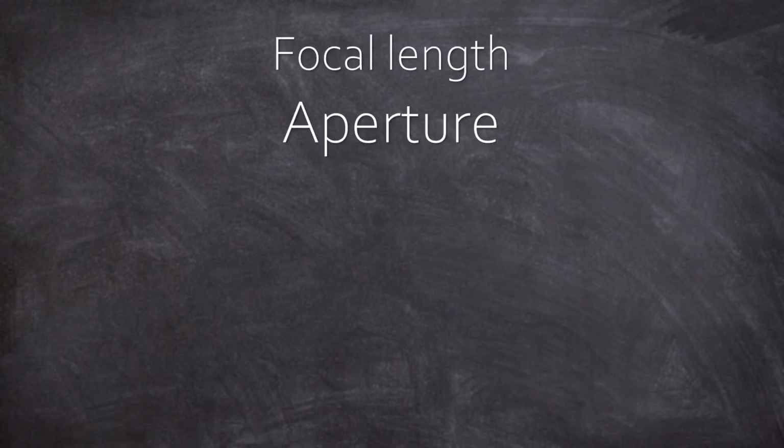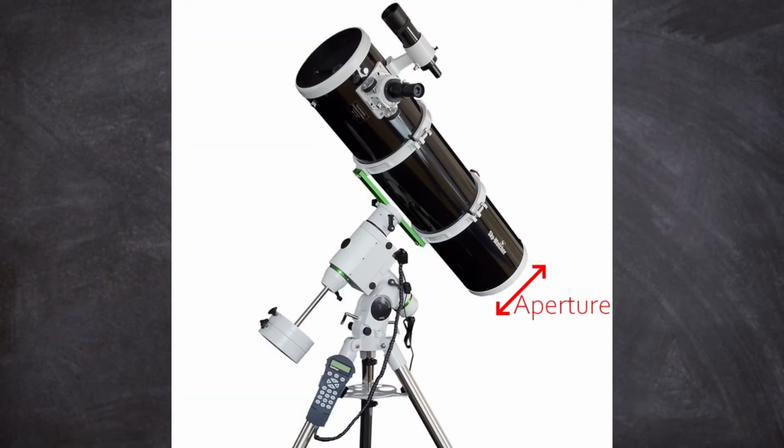So that was one property of scopes, the focal length. The second one is the aperture. This term is more straightforward. The aperture is the diameter of the main optical part, say the lens or the main mirror.